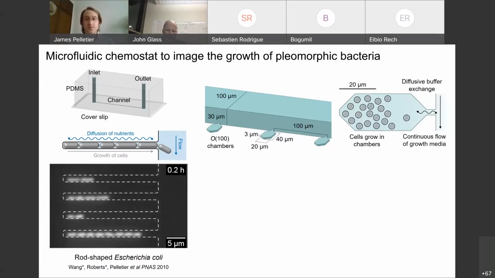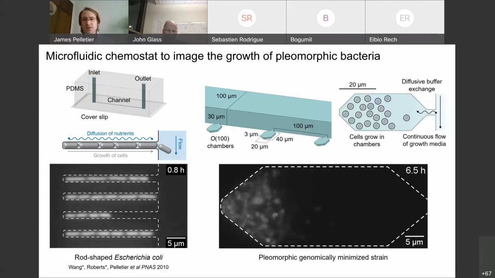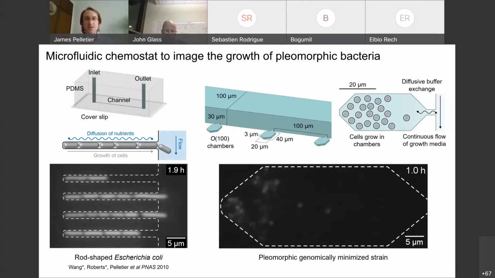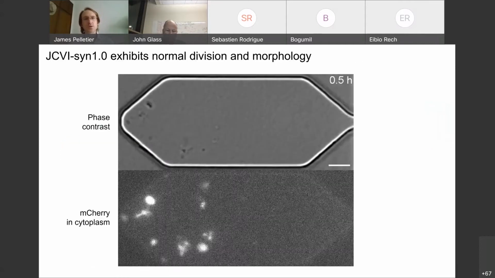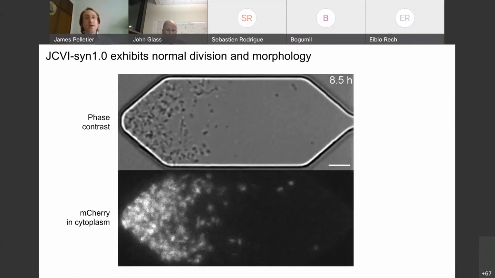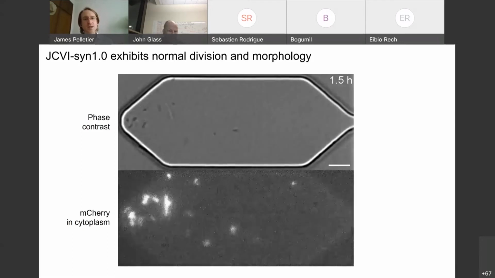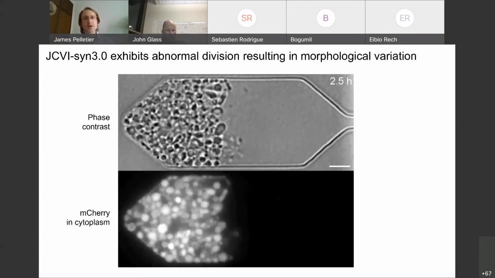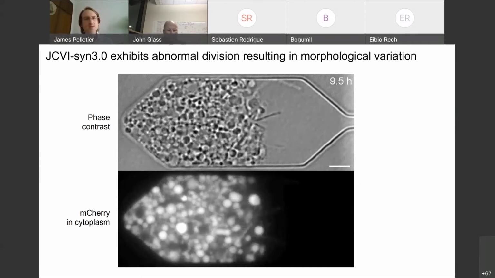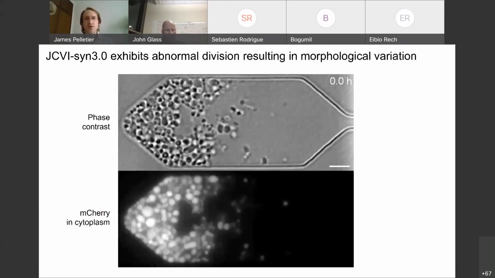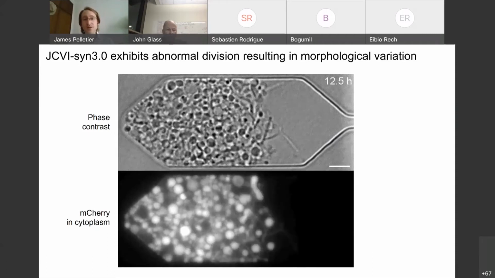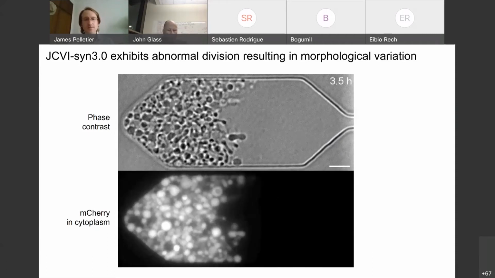to facilitate imaging. And this is a movie that shows the growth of a genomically minimized strain in which we observe a wide range of shapes and sizes growing within this microfluidic chemostat. So using this platform, we did a control experiment and we observed that SYN 1.0, consistent with our impression from the SEMs, grows as small cells that are near the optical resolution of the microscope. But in contrast, also consistent with the SEMs, SYN 3.0 exhibits this abnormal morphology, resulting in a wide range of shapes and sizes. And using the chemostat, we can observe how those change over time.